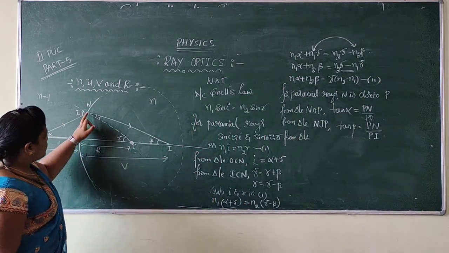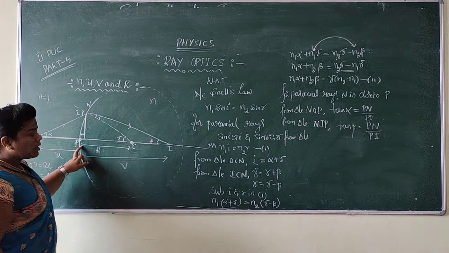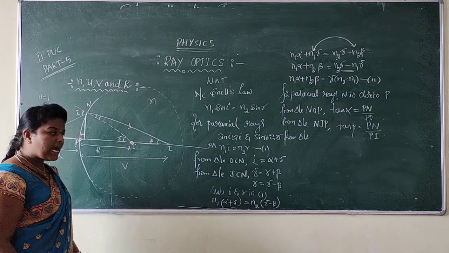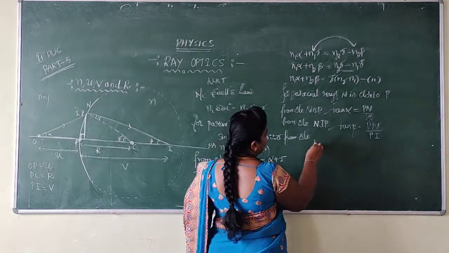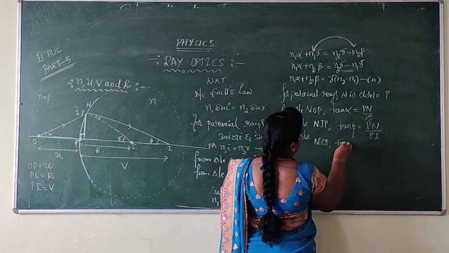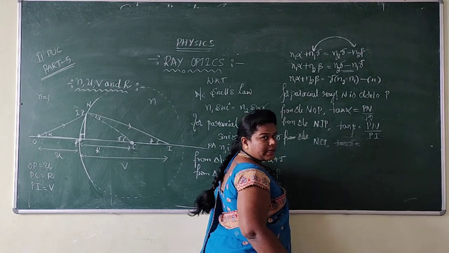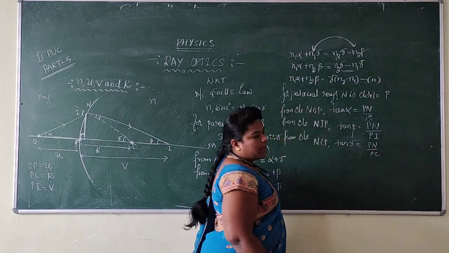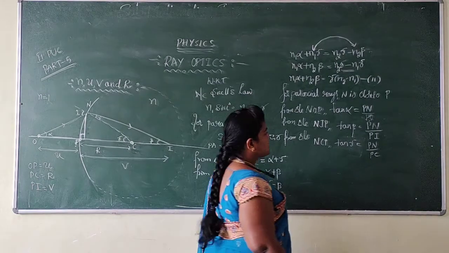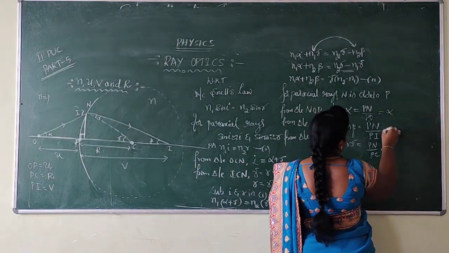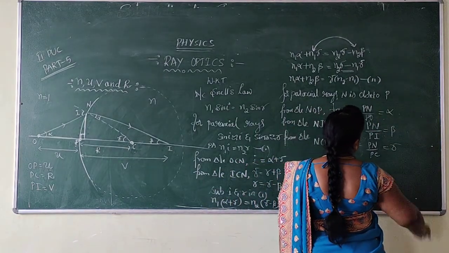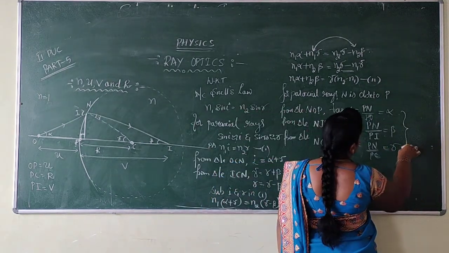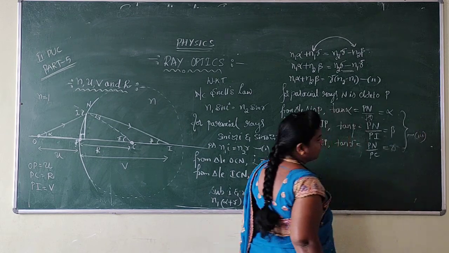Next, the last one is NCP. PN is opposite, PC is adjacent. So from the triangle NCP, tan gamma can be written as PN by PC. Please be careful: for paraxial rays, tan alpha is equal to alpha, tan beta is equal to beta, and tan gamma is equal to gamma. So I got alpha, beta, and gamma values; take them as equation number 3.